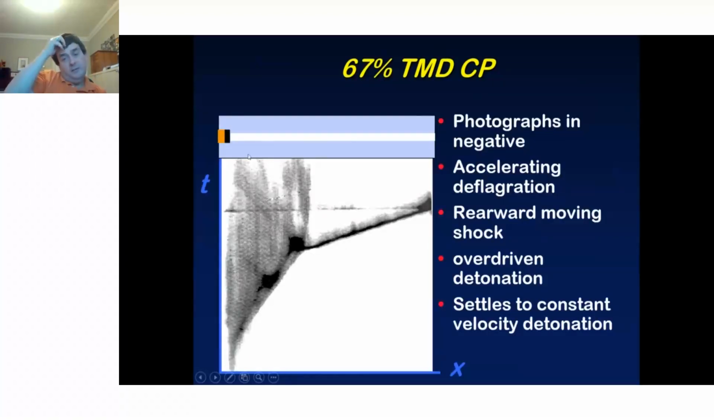So this photograph is in the negative. What we see is this accelerating deflagration. We see a rearward moving shock. We've got this overdriven detonation, and then the settling down to a constant detonation velocity. So this indicates the kind of deflagration to detonation process. That's at one particular density.